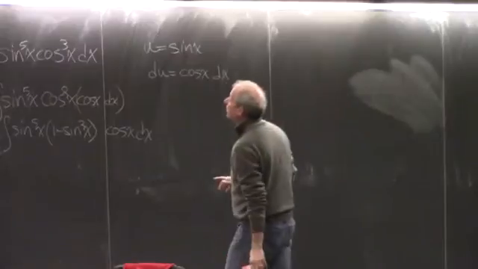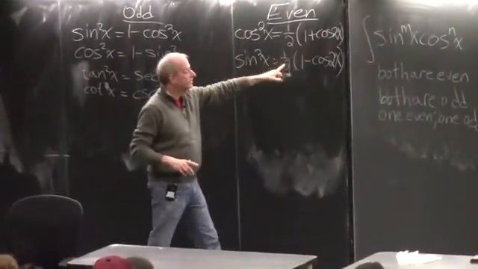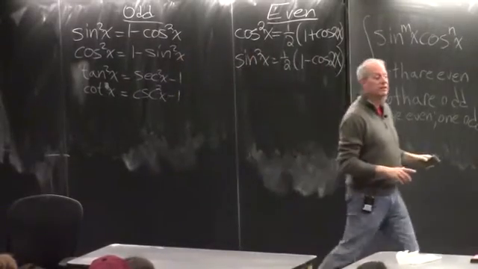Say it again? This one? That should be correct. It's 1/2 (1 plus cosine 2x). 1/2 (1 minus cosine 2x). I hope it's right.